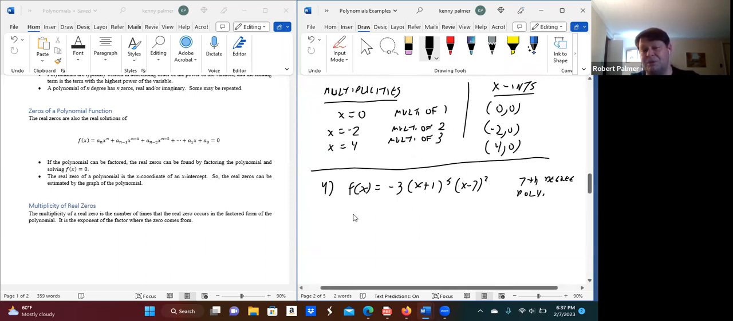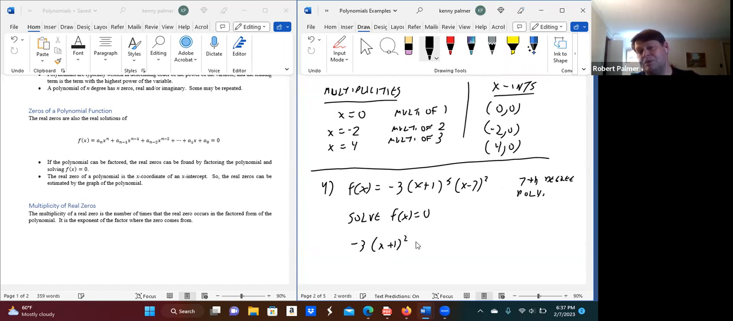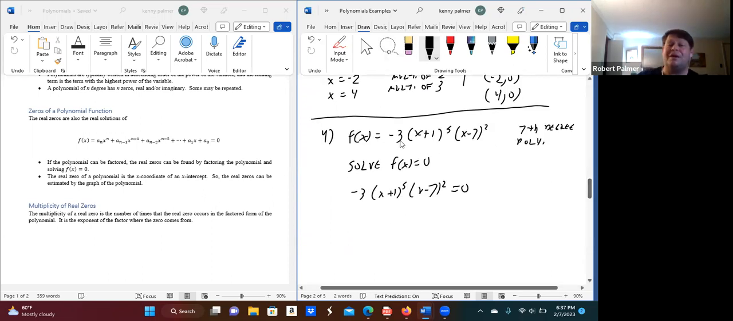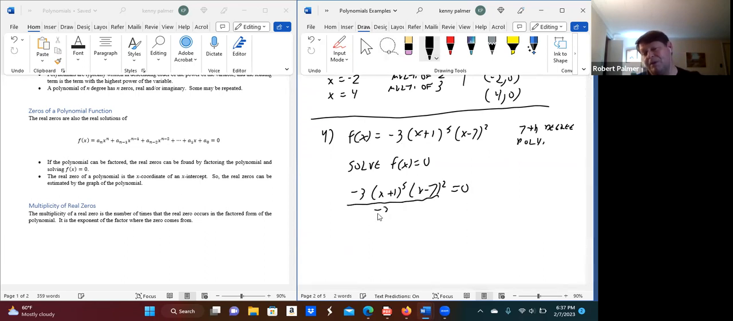So once again, we just find our zeros. We solve f of x equals 0. We have -3 times x plus 1 to the 5th, then times x minus 7 squared, is equal to 0. Now, notice -3 doesn't play a role in our zeros. It's just a constant, so the best thing to do is divide both sides by -3 to get rid of it. That leaves us with x plus 1 to the 5th, and then x minus 7 squared, equals 0.